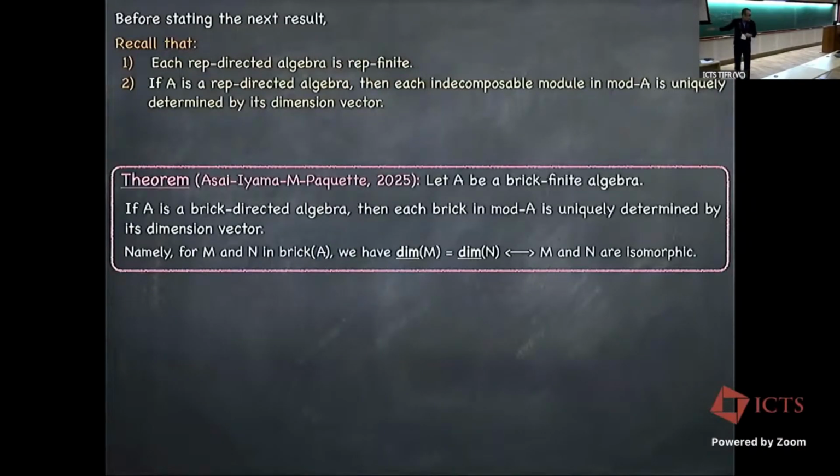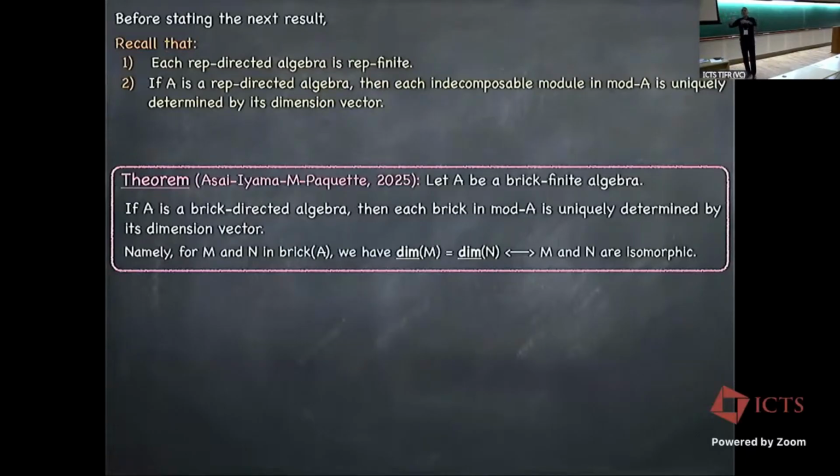And the third result, I must rush a little bit. I try to motivate it again by recalling some facts that we had seen: for representation directed algebra, every indecomposable was uniquely determined by the dimension vector. For every finite brick-directed algebra, the very same fact holds. And it's a very rare condition.